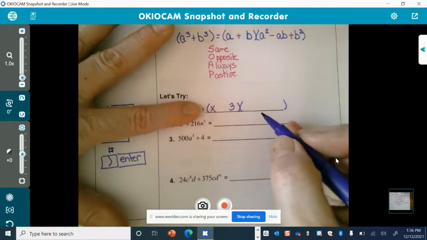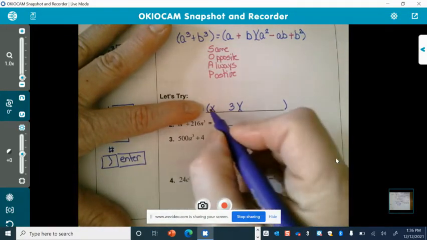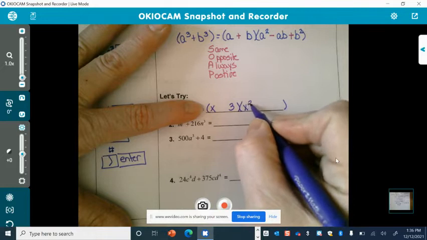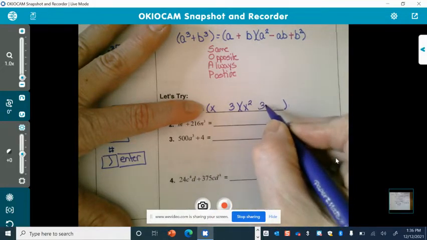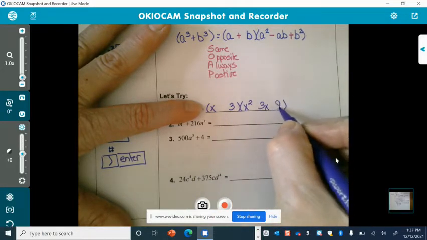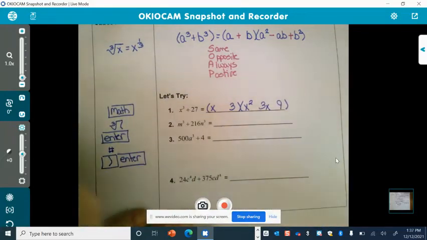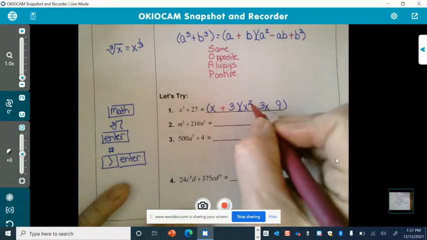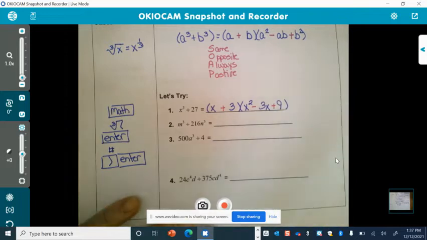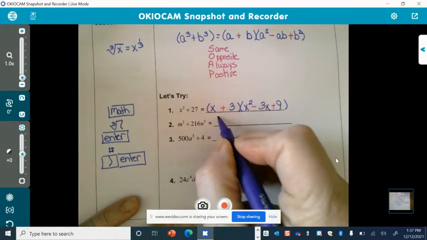I ignore the original and I look at what I wrote. Square it, multiply them together, square it, apply SOAP. Same, opposite, always positive. All right, let's try the next one.